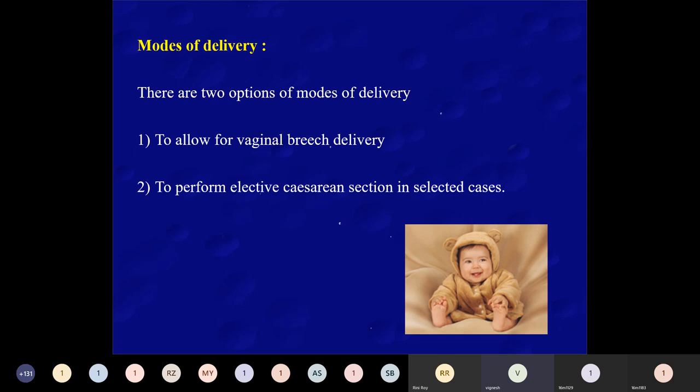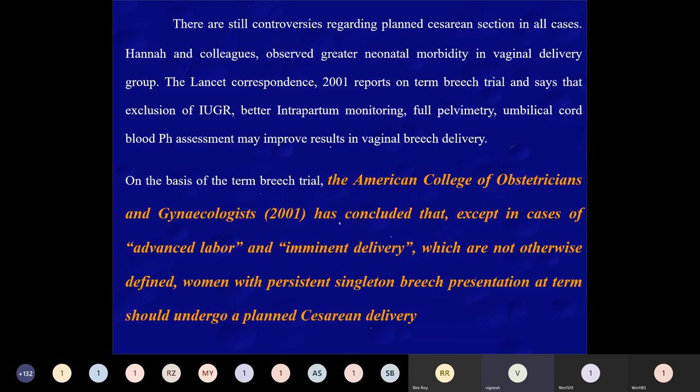Then the modes of delivery. There are two options of modes of delivery. One is to allow for vaginal breech delivery or to perform elective cesarean section in selected cases. There are still controversies regarding planned cesarean section in all cases of breech. Because greater neonatal morbidity has been observed in vaginal breech delivery. But after the breech trial, the American College of Obstetricians and Gynecologists have concluded that except in cases of advanced labor and imminent delivery, women with persistent singleton breech presentation at term should be delivered by cesarean section.